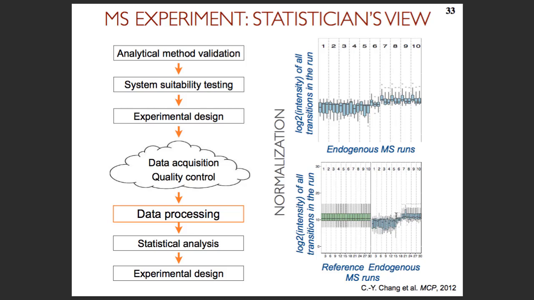And so we can equalize these boxes in different ways. We can only equalize the medians. We can equalize the boxes entirely. And MSstats actually does all of that. And so now we see that after normalization, there is a clear shift in the signal.